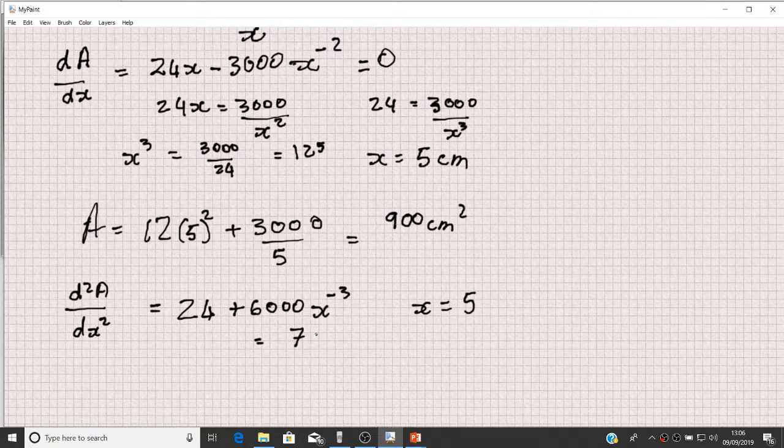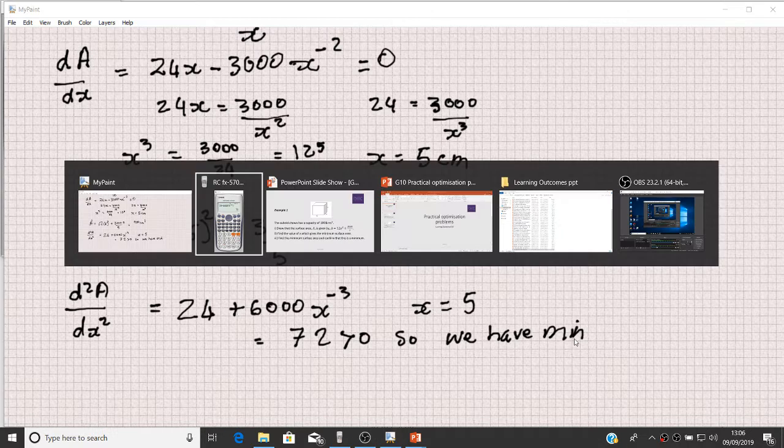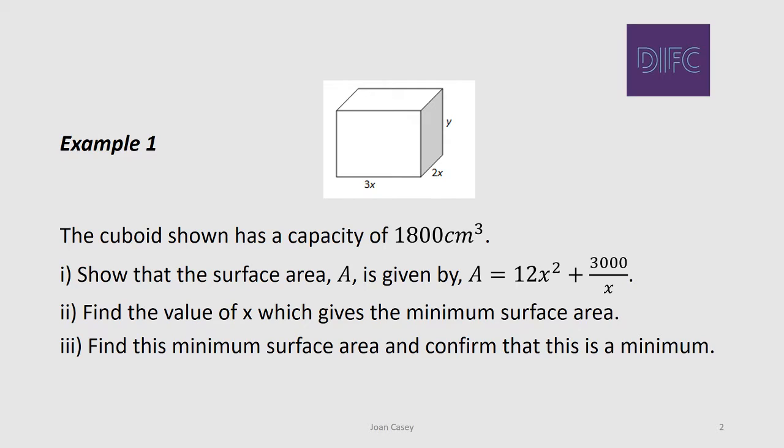Now 72 is greater than 0. It's a positive quantity, so we have a minimum. Okay, so that's the first example completed. Now we'll go back and take a look at the second example.